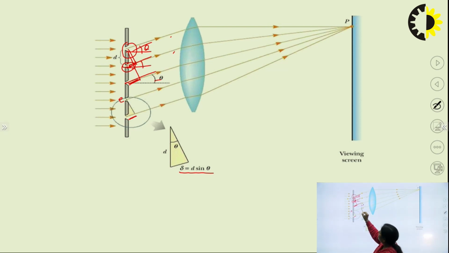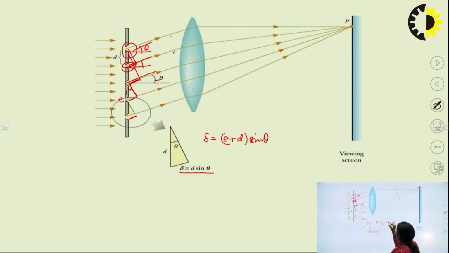If we see here, this angle is theta. We drop a perpendicular from here, so this also becomes theta. This part is D itself, and here we have e. So this delta, the path difference, becomes e plus D sine theta. This is the path difference between the first beam and the second beam.